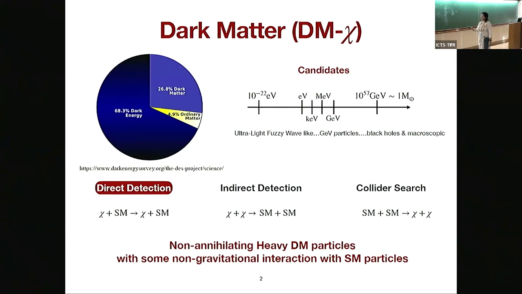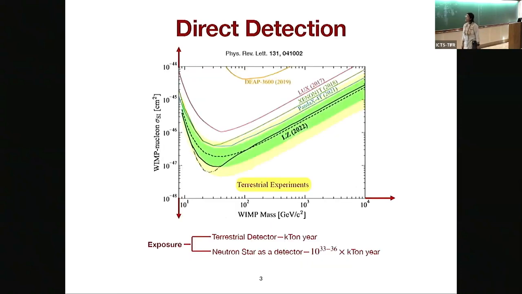In this talk, I'll be concentrating on non-annihilating heavy dark matter particles, and I will tell you why we need non-annihilating and heavy dark matter particles. The x-axis in this plot is the dark matter particle mass, and the y-axis is its interaction cross-section with the nucleon. These regions above the lines are ruled out because we have not yet detected dark matter. These are all terrestrial experiments spanning the US, Italy and elsewhere.